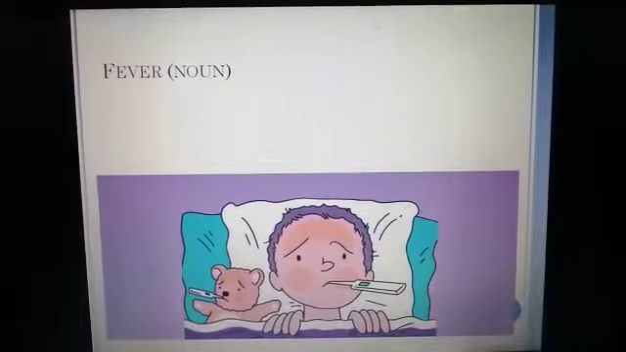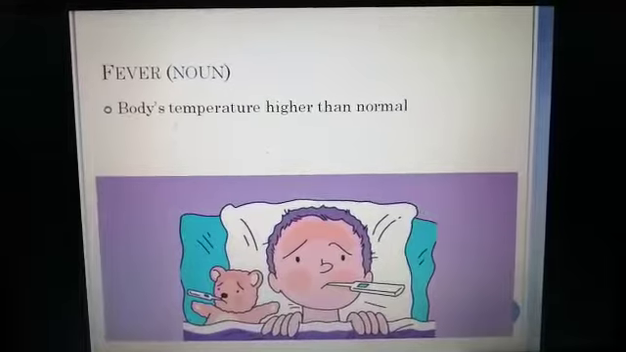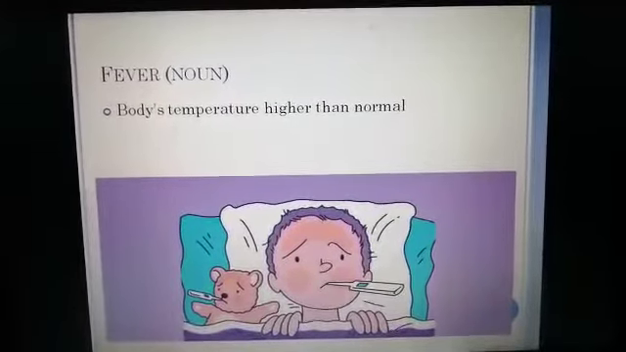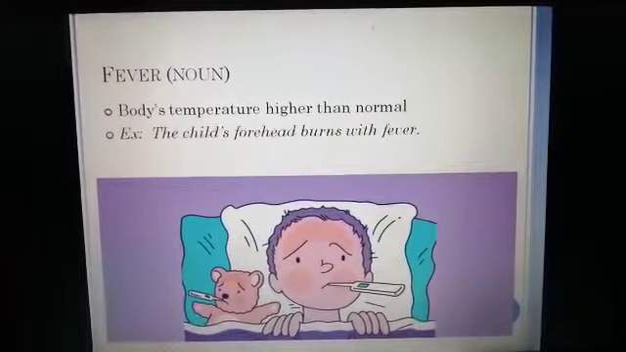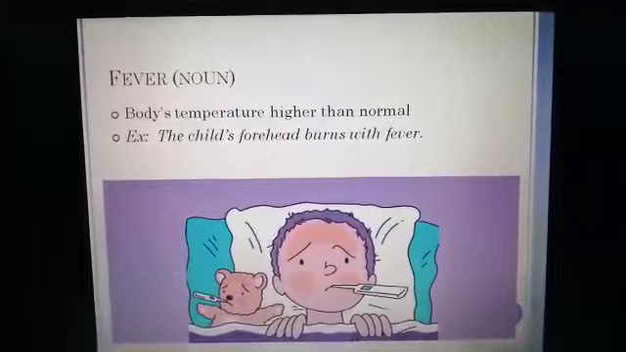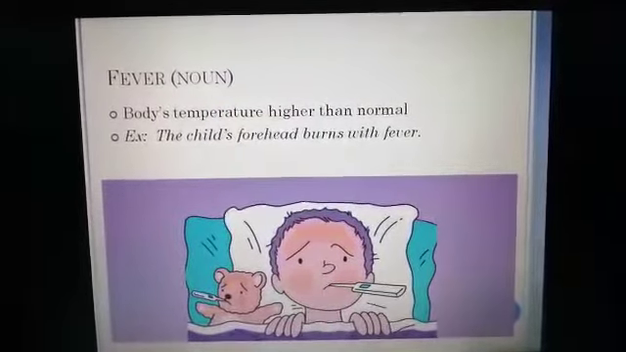Look at this boy's face. Okay, fever, it's the body's temperature higher than normal. For example, the child's forehead burns with fever. His temperature is higher than normal.